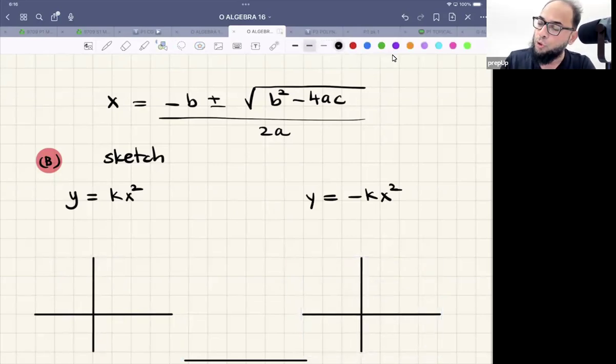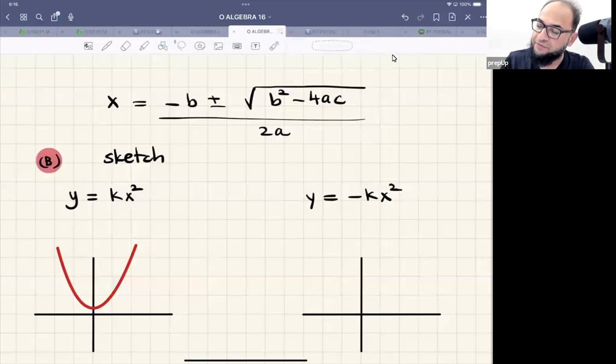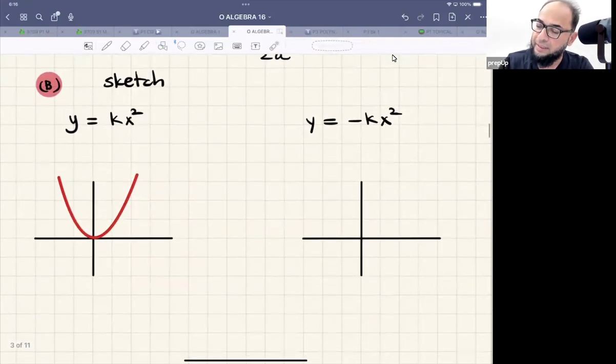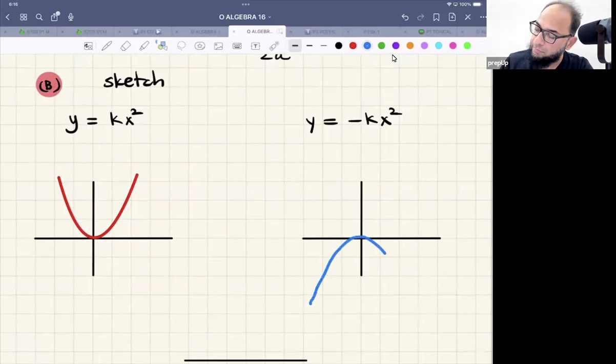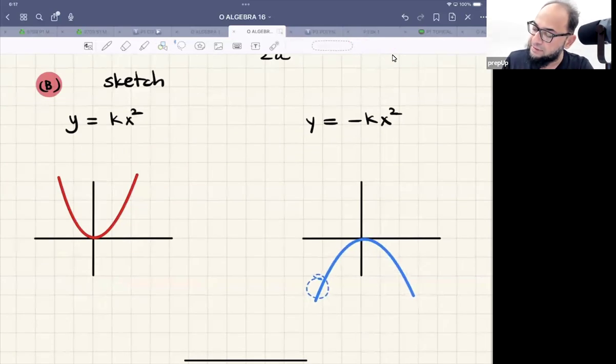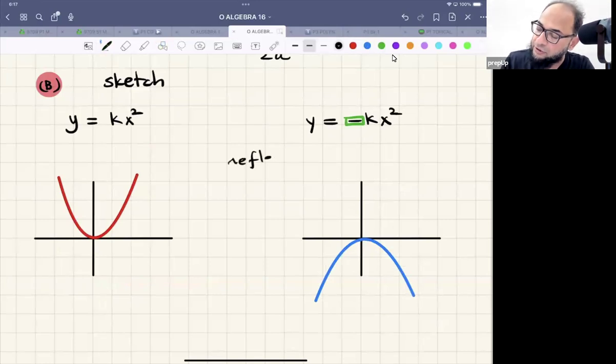So now if I want to draw y is equal to kx square, that goes like this. And let me just shift it down a bit. So this is y is equal to kx square. Similarly, let me draw the same thing upside down. That is like this. So now over here, what is the difference? The difference is the negative sign. Because of this negative sign, the graph is reflected in the x-axis. So this is reflection in the x-axis.